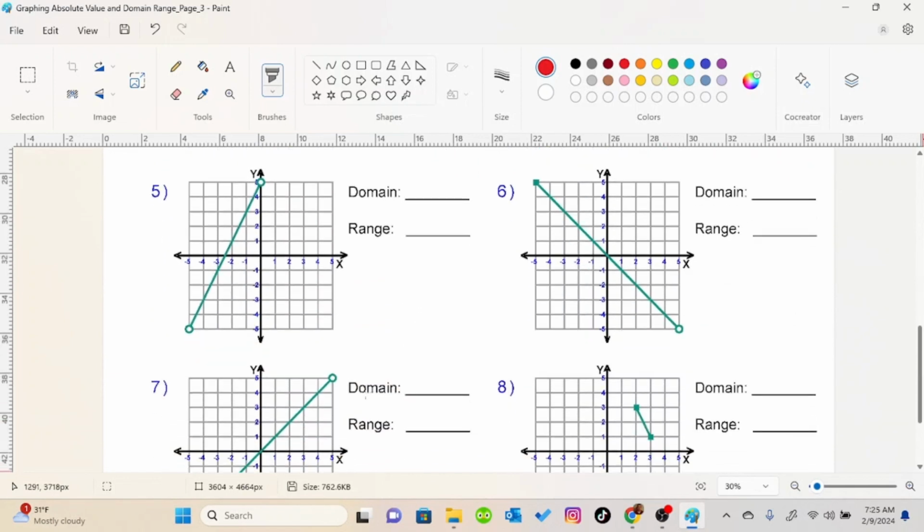Number 5, our domain would be from -5, not included because of the empty point, until 0, not included because of the empty point. Our range would be -5, not included because of the empty point, until +5, not included because of the empty point.